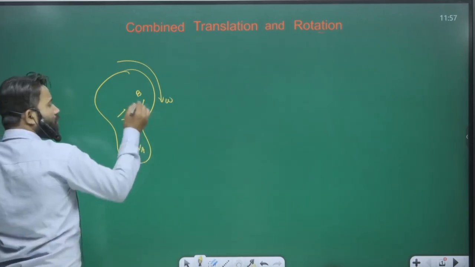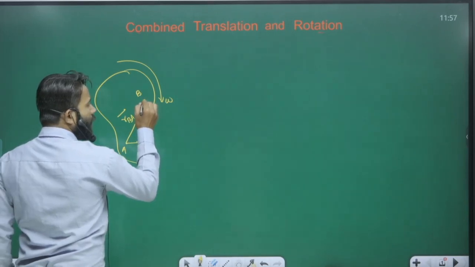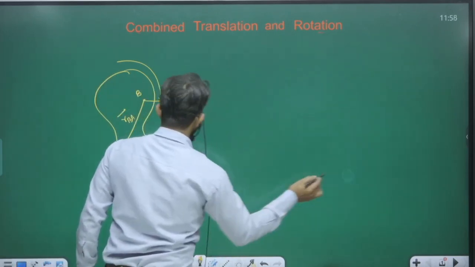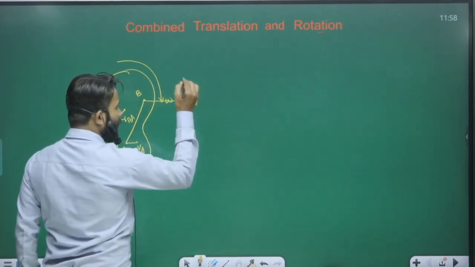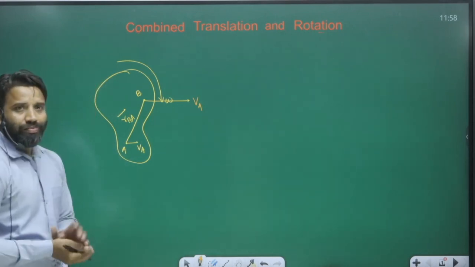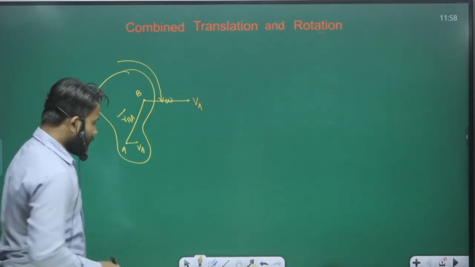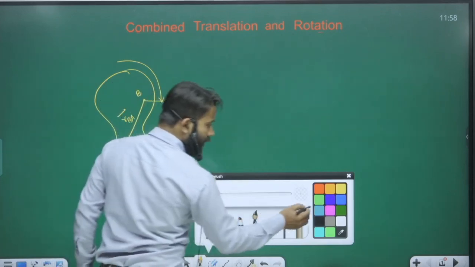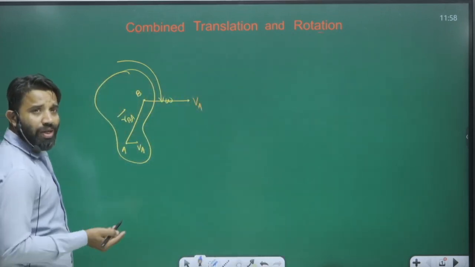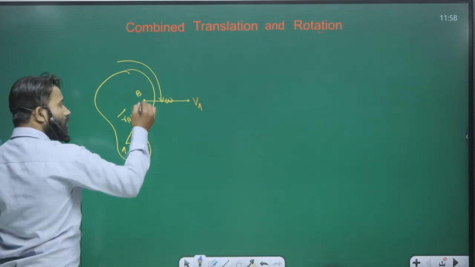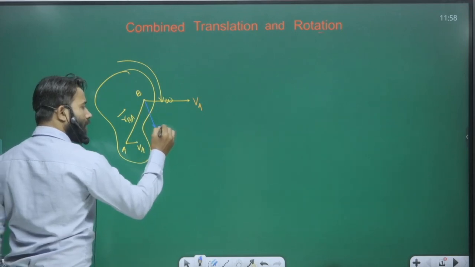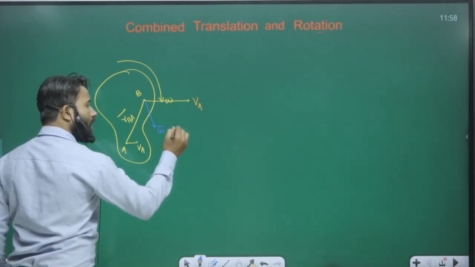Now for this point B, due to translational motion, it will have a velocity VA in the forward direction. Is it okay? Now if it is rotating also, due to rotational motion it will have a velocity along the tangent and that velocity will be omega vector cross r vector.